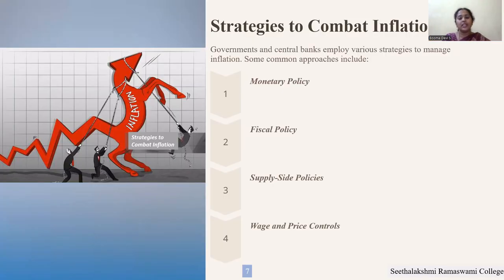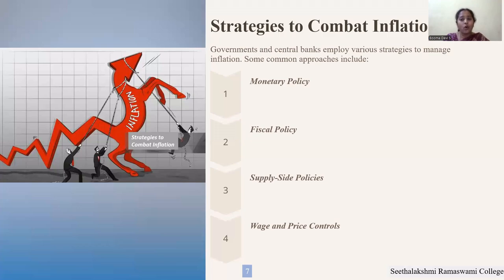Now we are going to see the strategies to combat inflation. Governments and central banks employ various strategies to manage inflation. Some common approaches include the following. First is monetary policy. Central banks can raise interest rates to make borrowing more expensive, slowing economic activity and reducing demand. Next, we have fiscal policy.